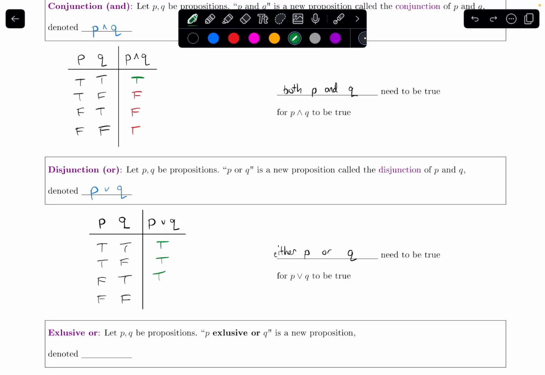And then my or statement is false. I need at least one of them to be true for the or statement to be true. Okay, so that's my truth table for my disjunction, for my or statement.